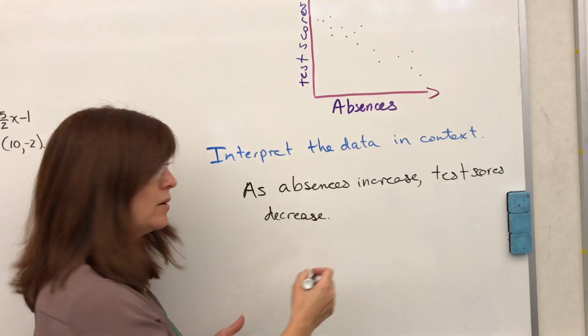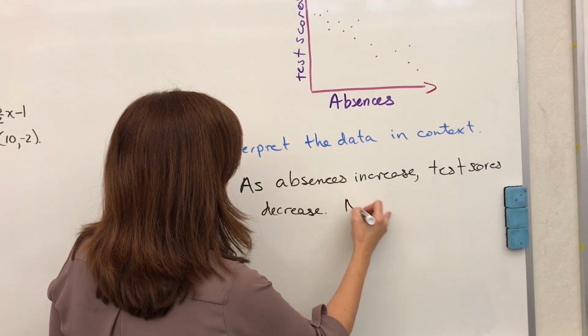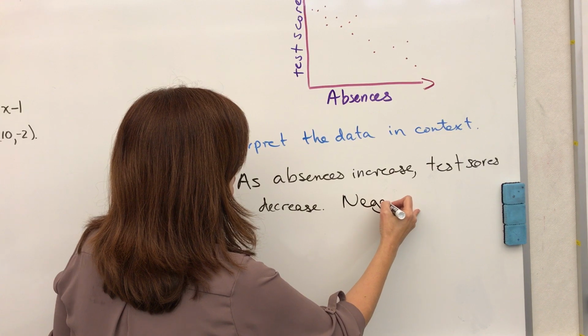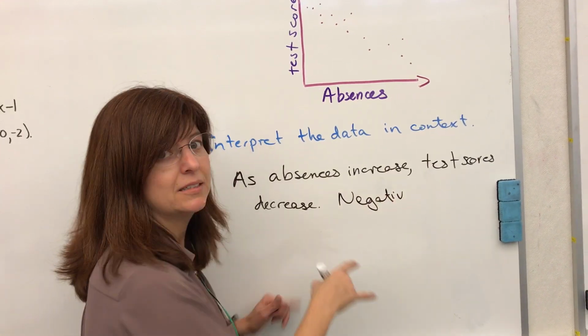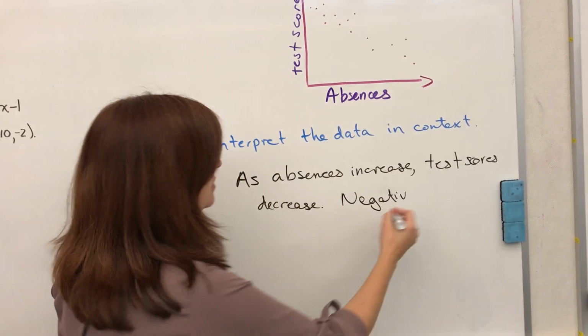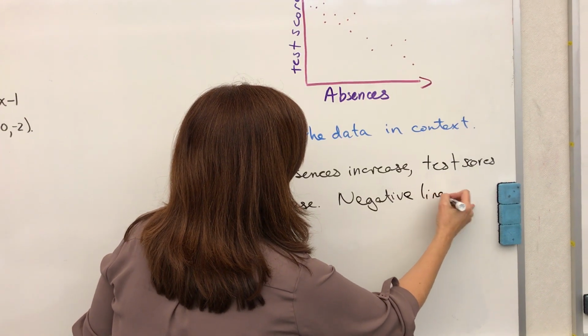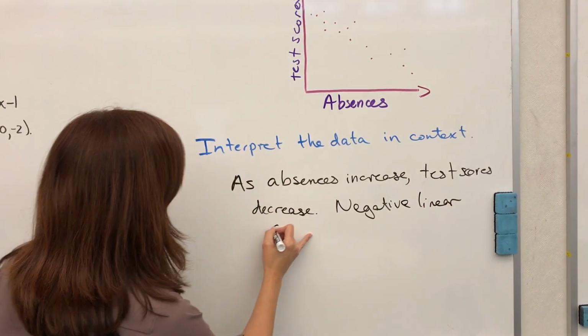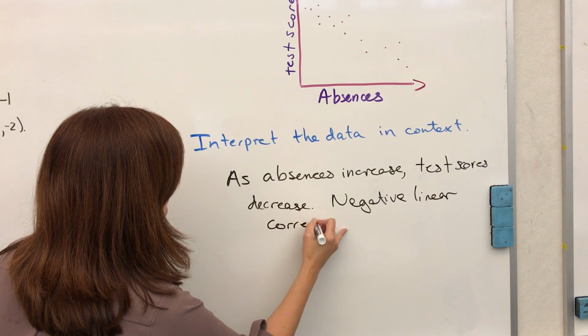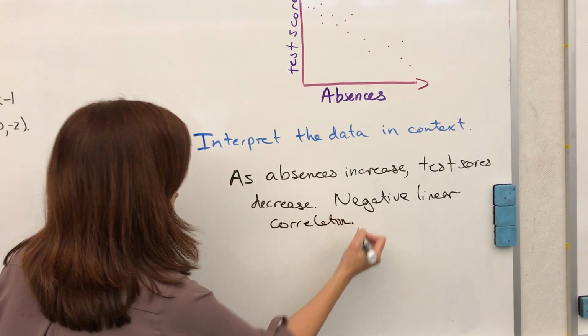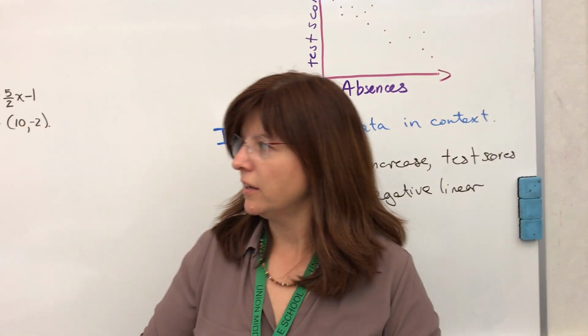Right, Mrs. Bear? That'd be about right. Yeah. I'm not writing a complete sentence, however, you will write a complete sentence. Negative linear correlation, C-O-R-R. Hope that's how you spell it. Yes. Okay.